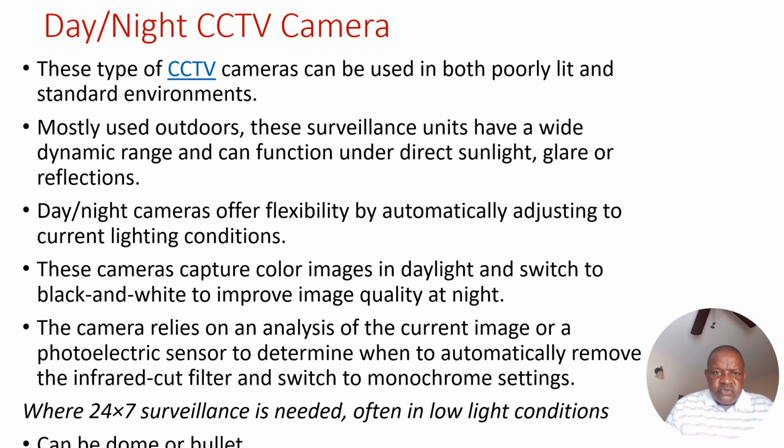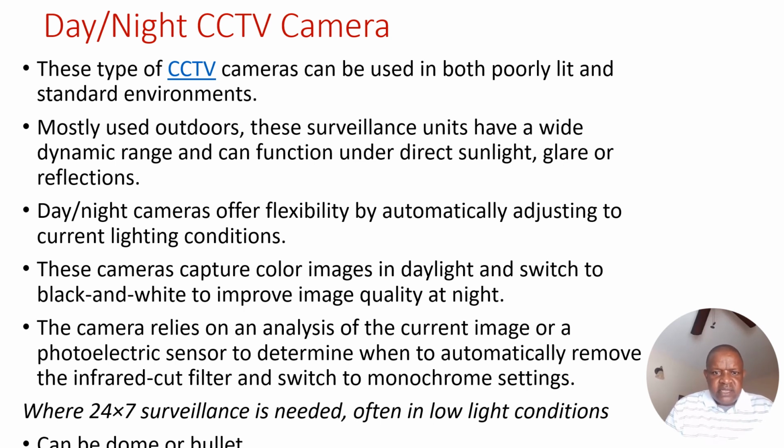There are other cameras called day and night CCTV cameras. However, these ones are being phased out because now in this age we have infrared cameras which can see in pitch dark, and they can be used during day and night also. This type of CCTV camera can be used in both poorly lit and standard environments, mostly outdoors. These surveillance units have a wide dynamic range and can function under direct sunlight, glare, or reflections. Day and night cameras offer flexibility by automatically adjusting to current lighting conditions.